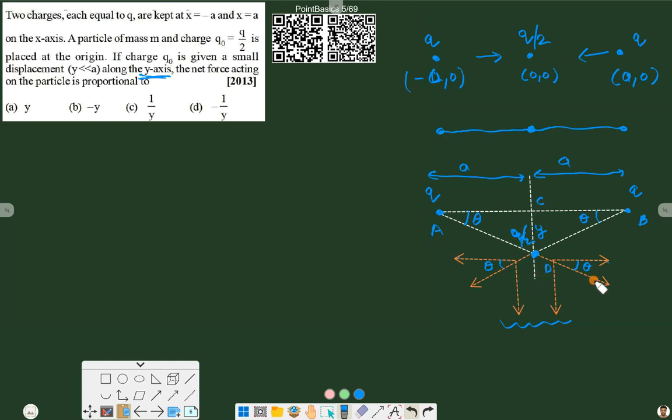So let's find this force first and then we will take the components. The force will be equal to k q into q by 2 divided by distance squared, and the distance is, I think we have given it the name o, yes, we have given it o. So AO will be equal to, this is a right angle triangle, here this is a and this is y, so AO will be equal to the square root of a squared plus y squared. So the distance squared will be a squared plus y squared.